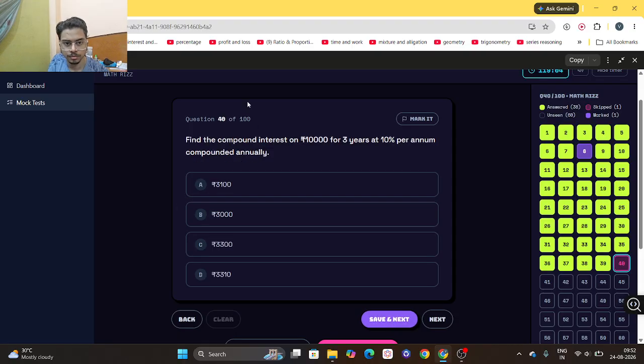Next. Find the compound interest on 10,000 rupees for 3 years at 10% per annum compounded annually. CI is equal to P into 1 plus R by 100 to the power n minus 1. 10,000 into 1 plus 10 by 100 to the power n, which is 3, minus 1. 10,000 into 1331 upon 1000 minus 1. 10,000 into 331 upon 1000, which is 3310.